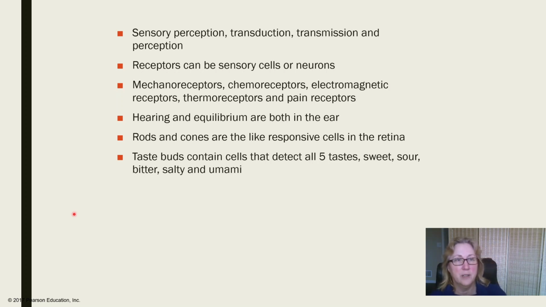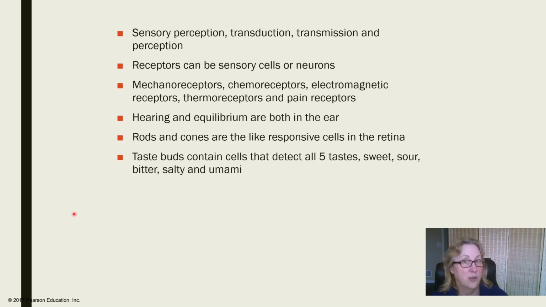And then perception is what your brain does with that. Perception is your brain getting an action potential and saying, oh, that's a pain neuron in my mouth. That hurts. Something is injuring my mouth. So perception is what the brain does. Receptors can be specific cells, like the hair cells in the cochlea, or they can be naked neuron dendrites, like the pressure sensors in our skin, or nociceptors in our skin.